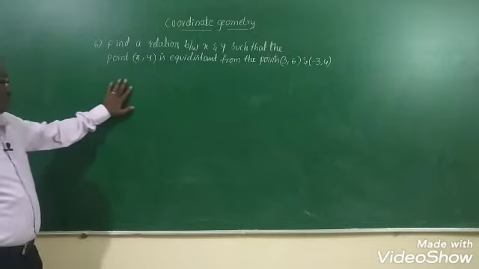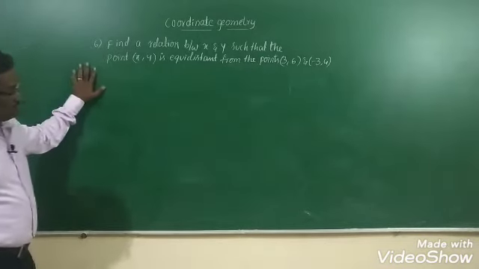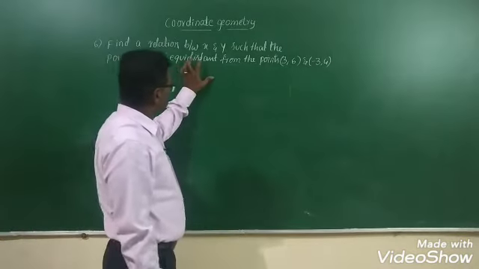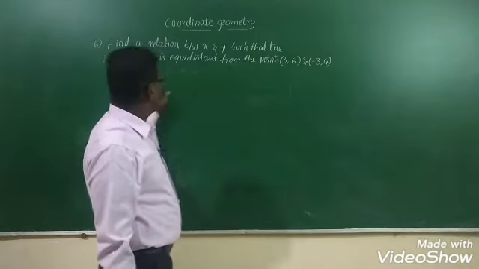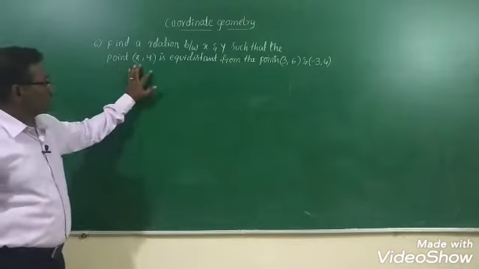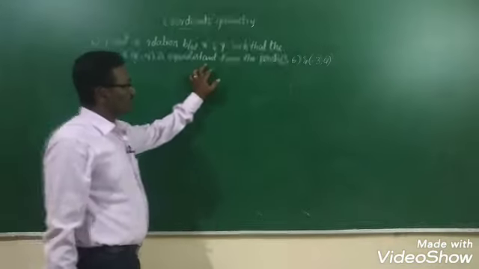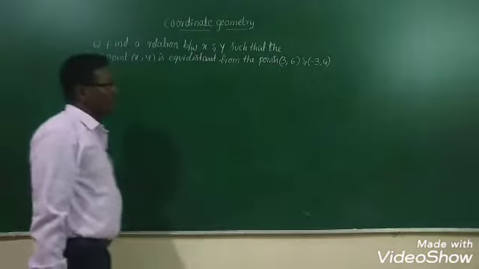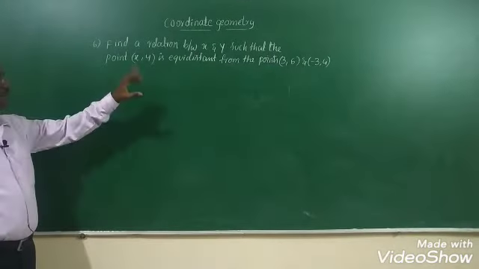Let's resolve one more problem. So this is the last problem of the first exercise. Find a relation between x and y such that the point x comma y is equidistant from the points 3 comma 6 and minus 3 comma 4. So first let us name them.